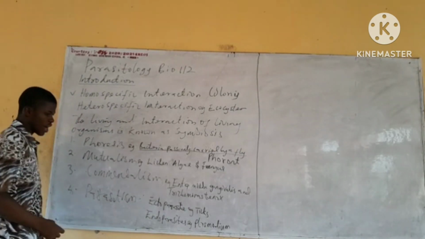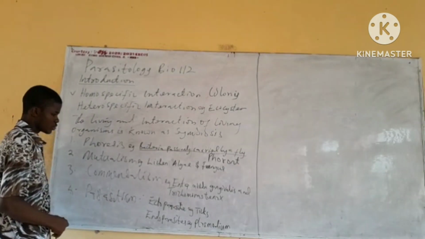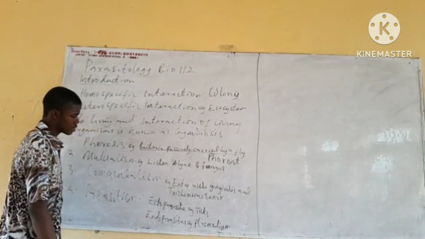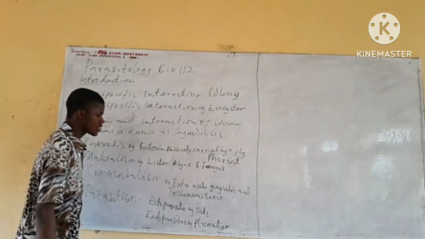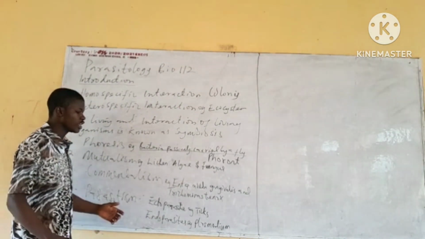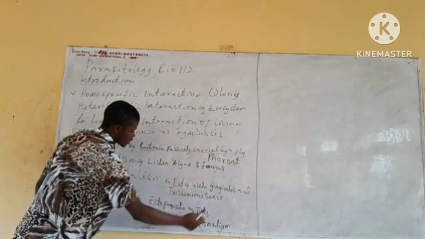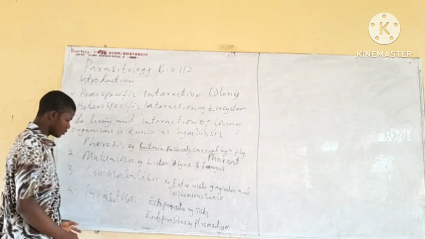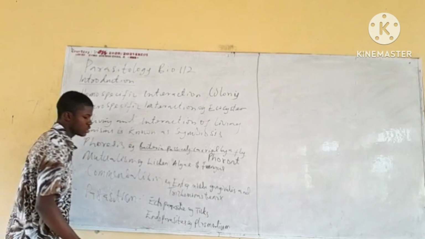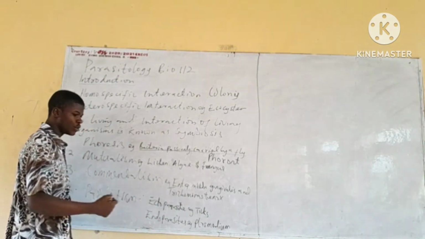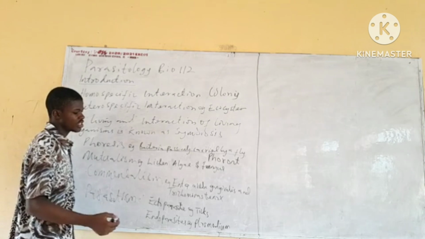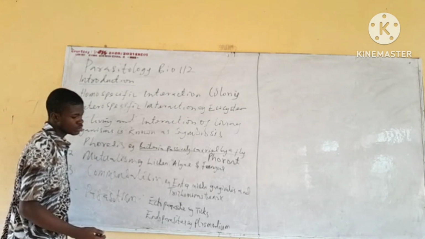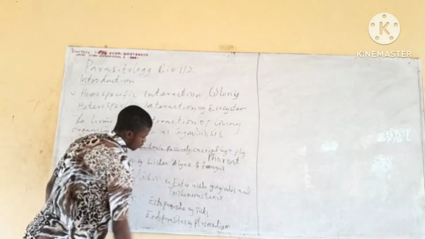So under parasitism, we have some forms of parasitism: ectoparasites and endoparasites. Ectoparasites live outside the body of the host. Examples are ticks, bedbugs, fleas, and the rest of others. Now, we also have endoparasites. These are parasites that live inside the body of the host. Some live in the intestinal tract, some live and feed on the red blood cells like plasmodium.